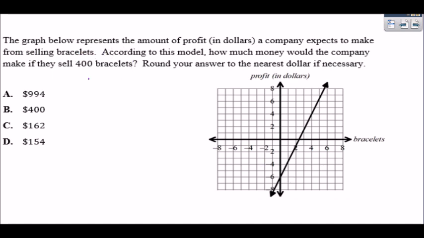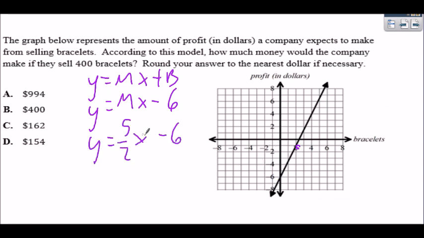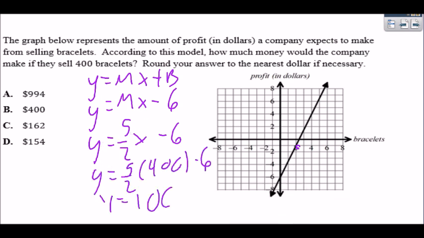So I'm going to start with my B term, and that is at -6. And then I have to look for a perfect place in which our line in question crosses a coordinate point, and I see it right there. So that means I went up 5/2. And to sell bracelets, bracelets is X, Y is the amount of money we're going to make. So I'm going to plug in 400 here. So multiplying this, I get 1,000 minus 6. So my answer is A.